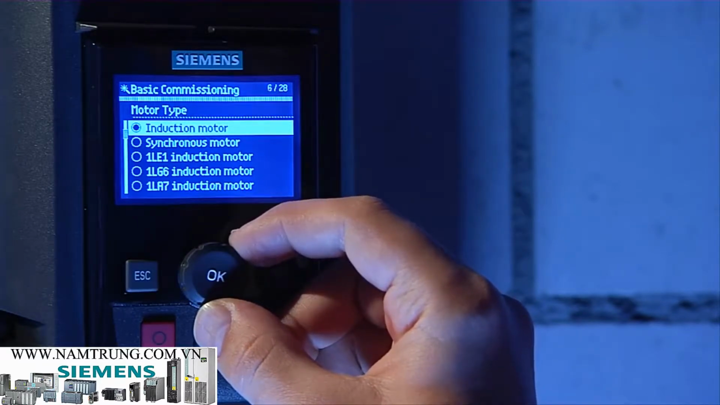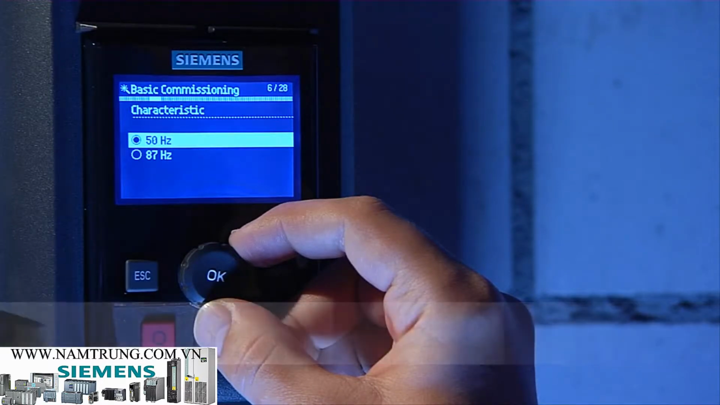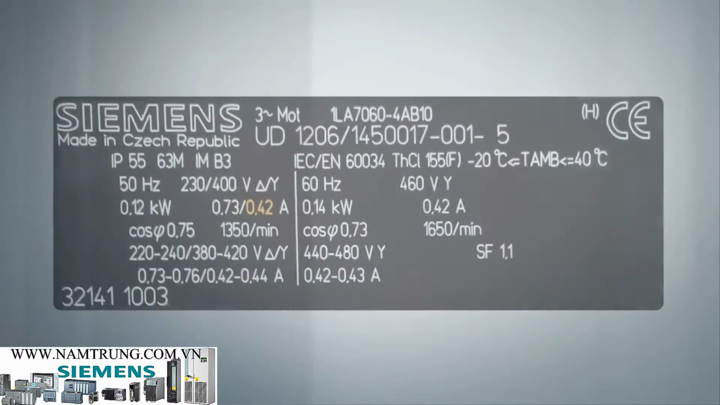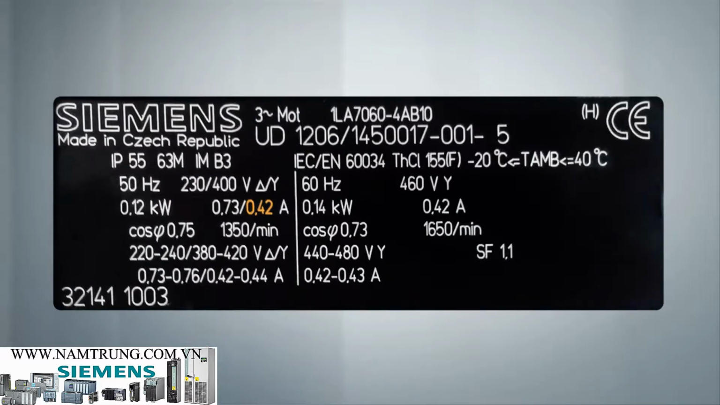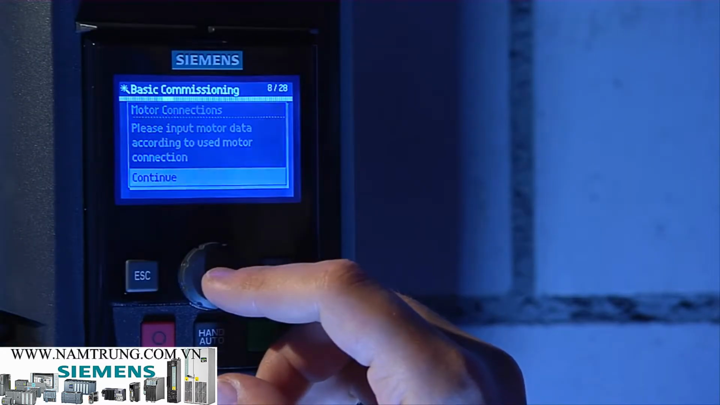The 87 Hz characteristic allows you to speed your motor up to 87 Hz without the risk of field weakening. However, please carefully study the motor rating plate, as a motor operated with the 87 Hz characteristic might require higher currents which must be supported by the variable speed drive selected. Confirm the following two prompts.